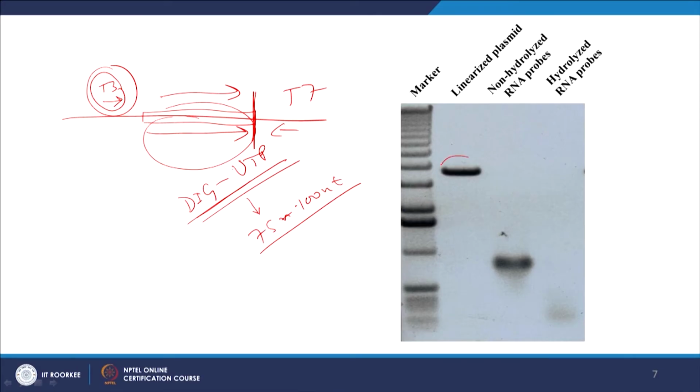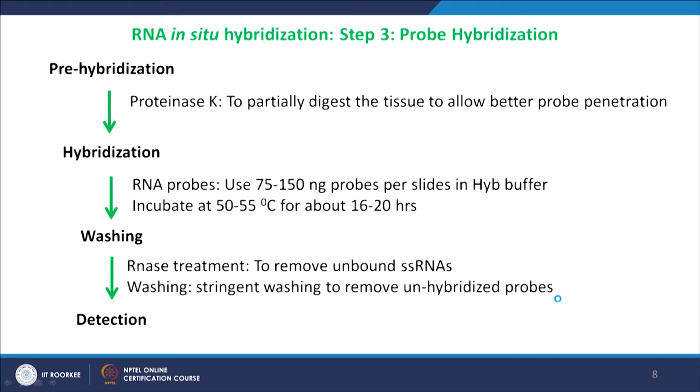So for example, this is a gel picture which is showing how to generate the probe. So this is a linearized plasmid. So you have plasmid with your gene specific fragment cloned in it. Then you have done in vitro transcription and you have generated the probes. This is RNA probe, but this probe size is quite high. Then we have hydrolyzed this probe and we have made a small hydrolyzed probe. Now this hydrolyzed probe is ready for hybridization.